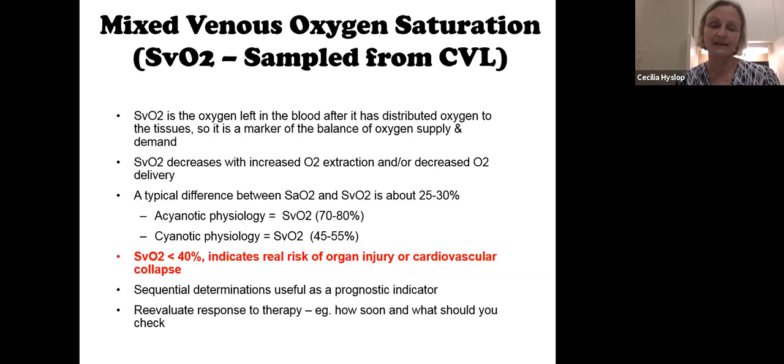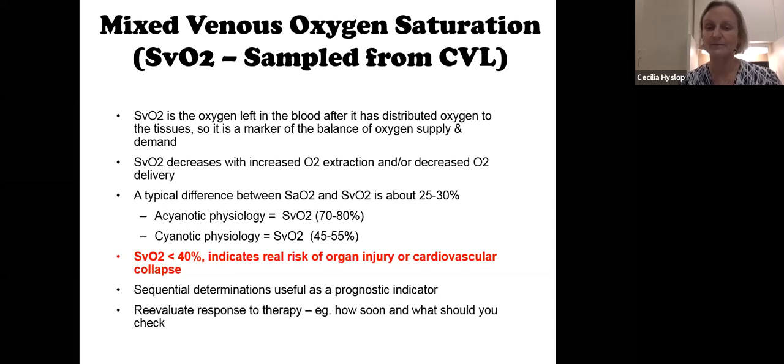Really the mixed venous oxygen saturation in, say, a hypoplastic left heart syndrome, for instance, would be between 45 to 55. That's what we'd expect, not 70 to 80%. And so a mixed venous of less than 40 or even less than 45, those are sort of critical. Less than 40 is very critical. So it indicates a real risk to organ injury where we have an imbalance of oxygen supply and demand.